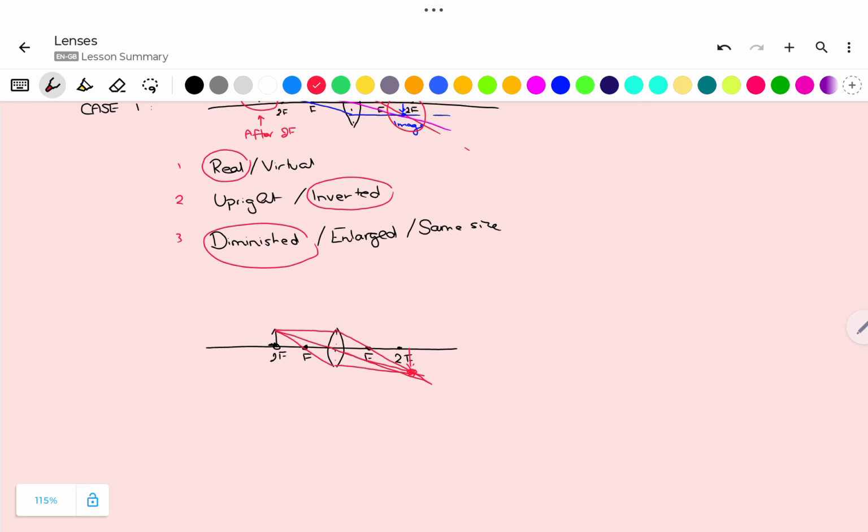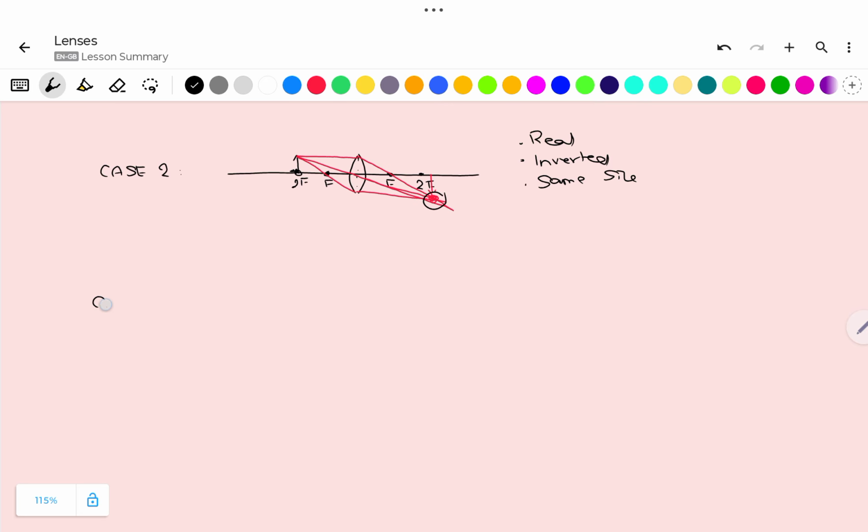Okay, as you can see here, the image is real or virtual. Did they touch? Yes, they did. So it's real. Is it upright or inverted? No, the arrow here is pointing down, so it's inverted. And actually, both arrows look to me like they have the same size. And this was my case 2. Let's go to case 3 and get the object a bit closer and see where the image is going to form and how.